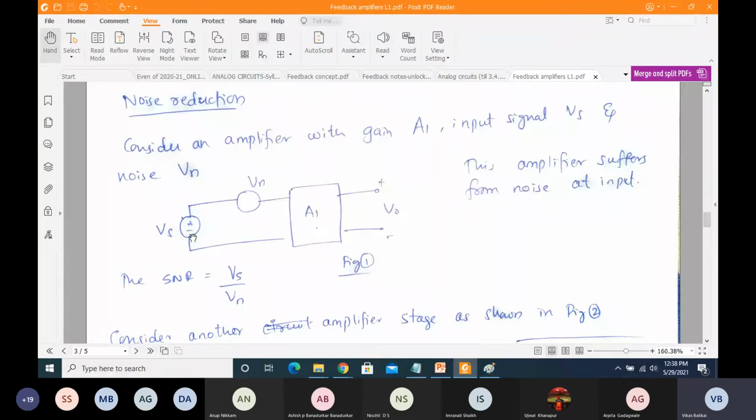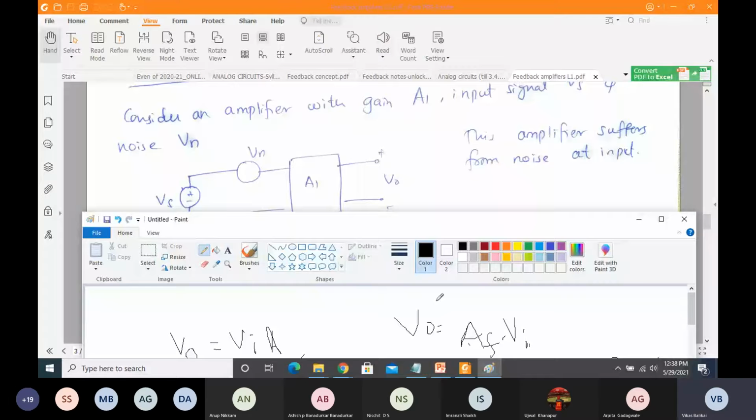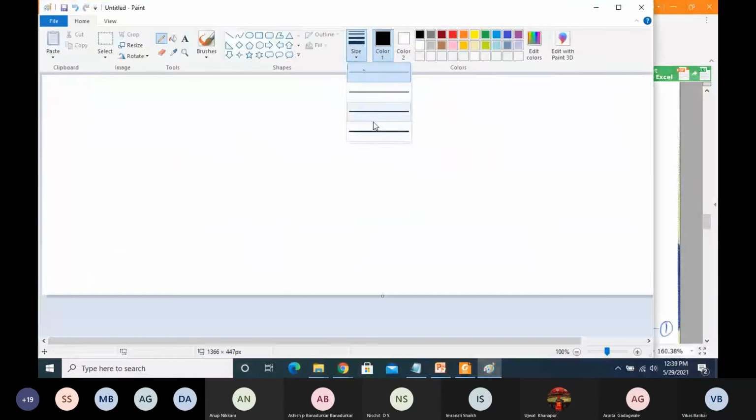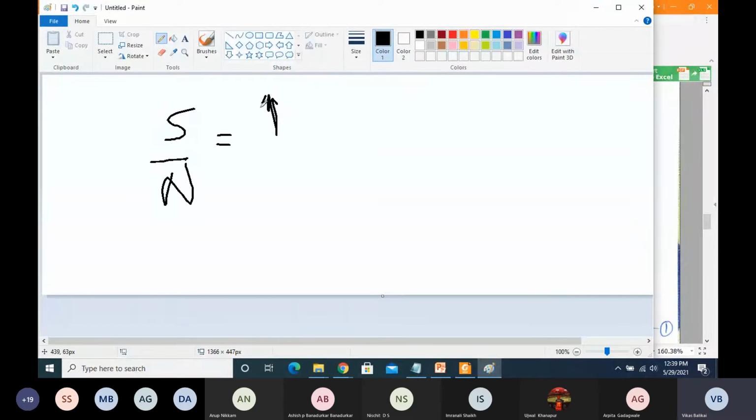it has an input signal Vs, and there is some noise getting added to it. I have shown here one more noise source, and this indicates some noise is getting added into it. Now if I try to calculate the signal to noise ratio, what exactly does that mean? Usually the signal to noise ratio should be very, very high. So that indicates signal should be higher than the noise. When I calculate the ratio, the numerator should be very, very large as compared to the denominator.